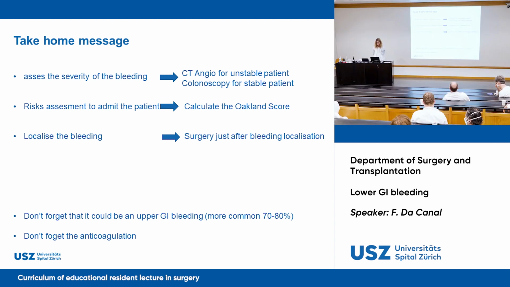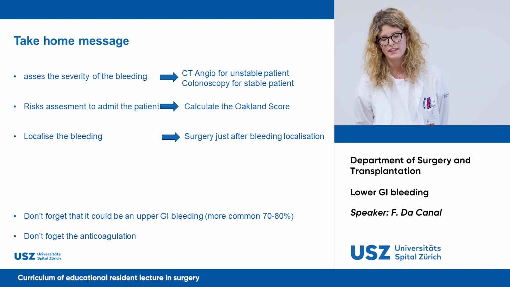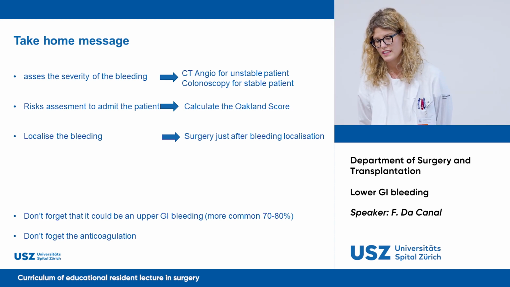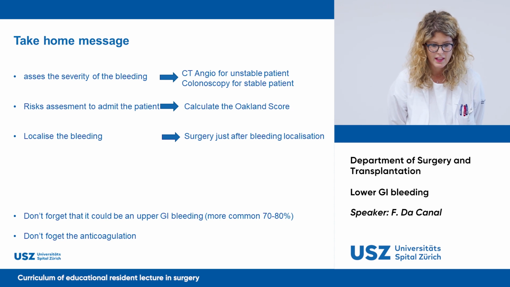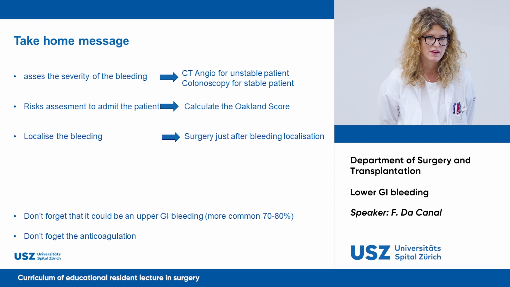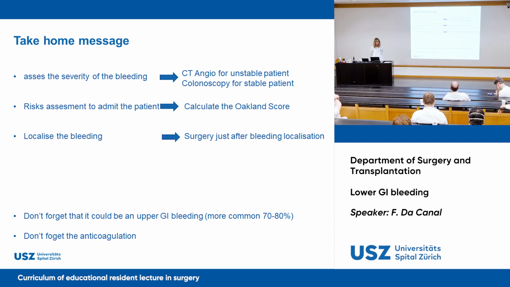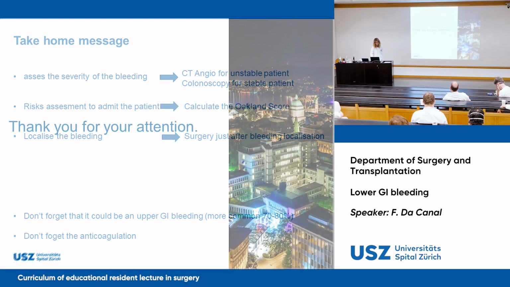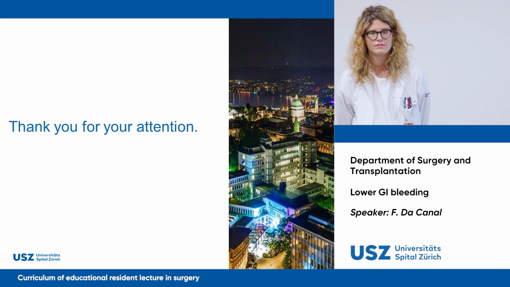Surgery in lower GI bleeding has to be performed just after the localization of the bleeding, and it always has to be connected with the cause of the bleeding. Don't forget that it could be an upper GI bleeding, which is much more common than a lower GI bleeding. And don't forget to ask if the patient is taking an anticoagulation medicine. Thank you for your attention.